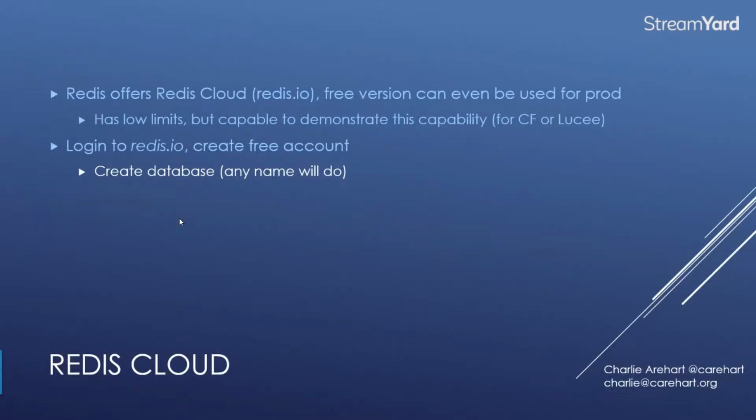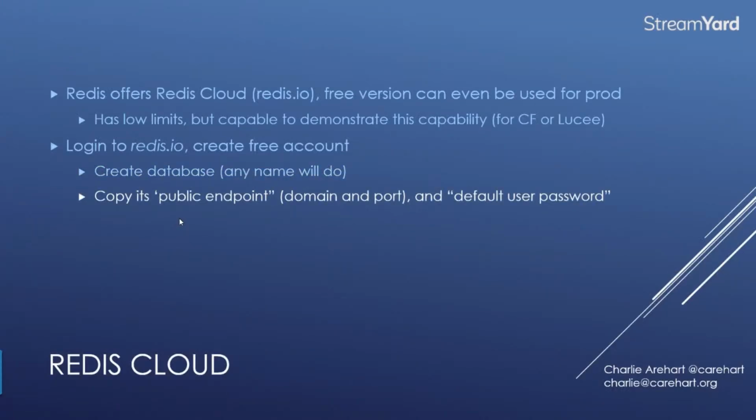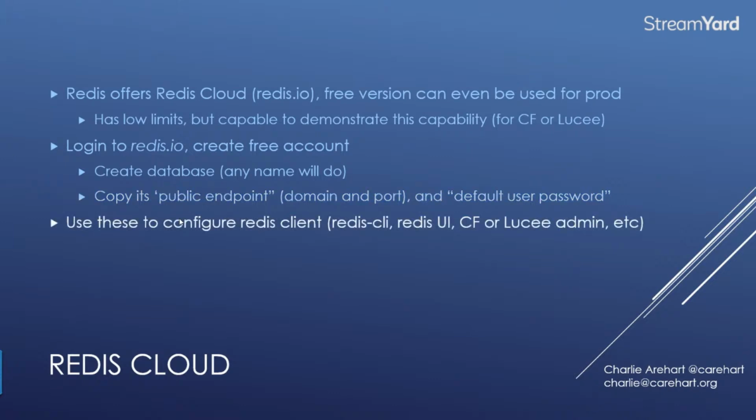But the point is, that's a simple example to go in there. And when you do it, it would give you the endpoint, and the endpoint would be a domain name, a long URL, and a port, and the password. And you would take those values and put them into whatever Redis client you use: the Redis CLI, the Redis UI interfaces that are available, the ColdFusion or Lucee administrator, or your code. Again, we're not going to get into that any further than to say it's that simple. All right, so I'm going to move on.